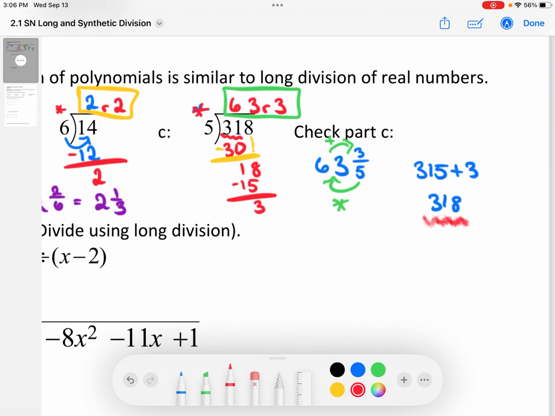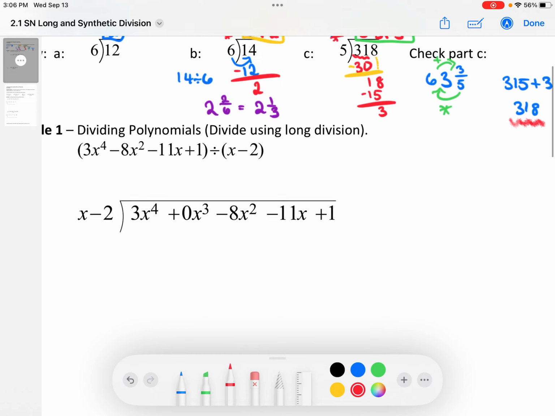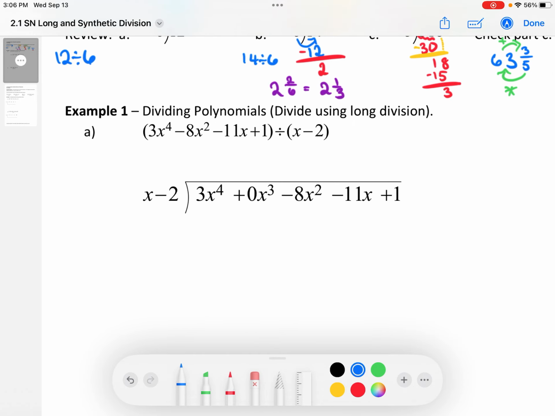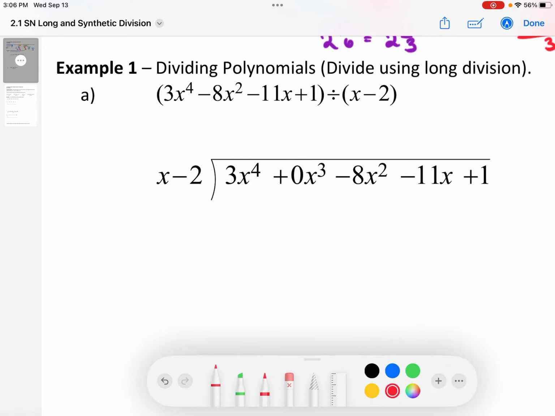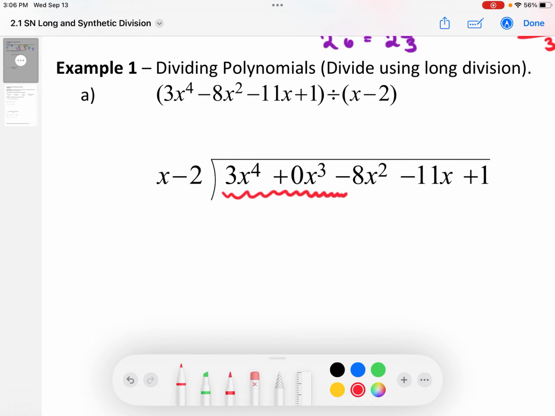Now, we're going to do this with polynomials, things with exponents and powers and such. So we see example 1. We're taking that first parentheses divided by x minus 2. So we are going to write it in terms of the division symbol. And so we see underneath the division symbol, we see 3x to the 4th, and we have this 0x to the 3rd minus 8x squared minus 11x plus 1.